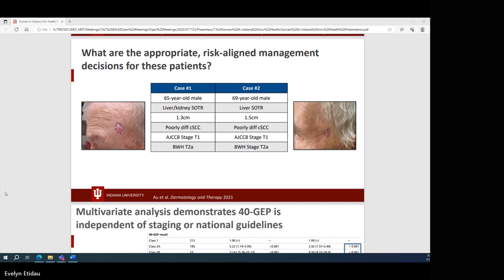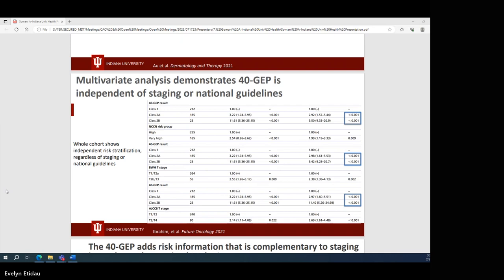Next slide, please. I won't belabor the statistics on these next several slides, but suffice it to say that the 40-GEP test has been clinically validated in a large cohort of patients with high-risk SCC and is statistically independent of the approaches that we currently use to stratify or stage our patients. Whether you use NCCN risk groups or BWH or AJCC staging, the 40-GEP test result adds independent prognostic value to what we currently use. Go to the next slide, please.